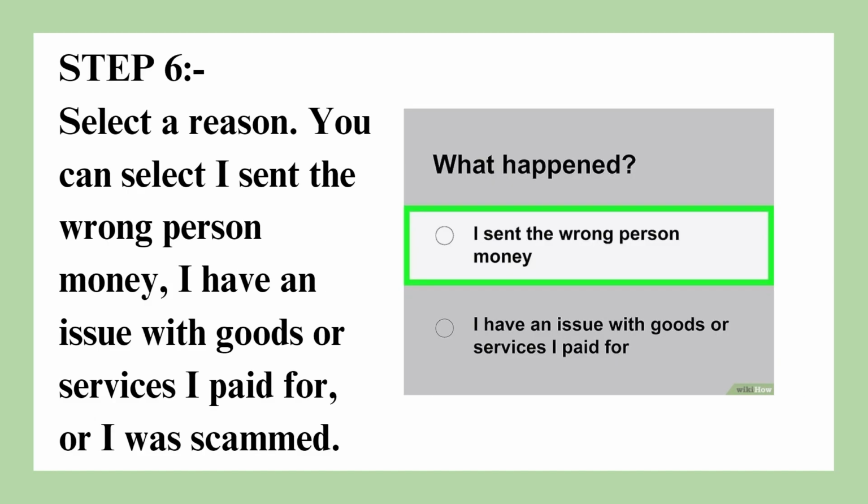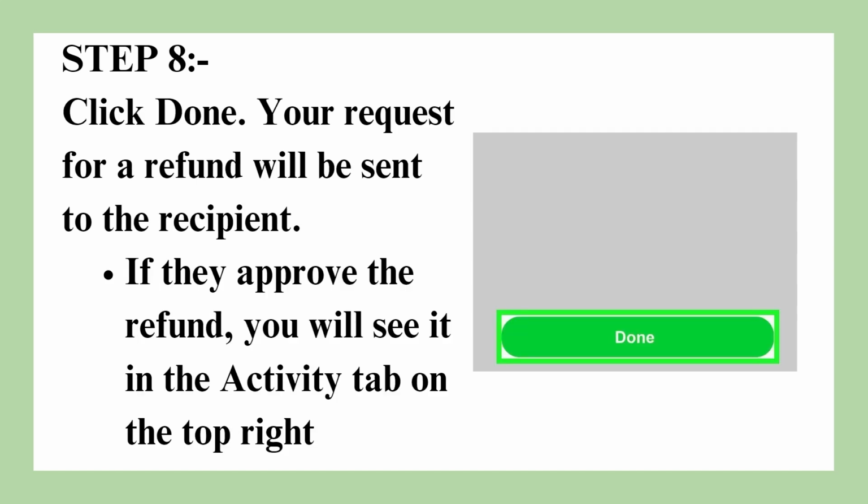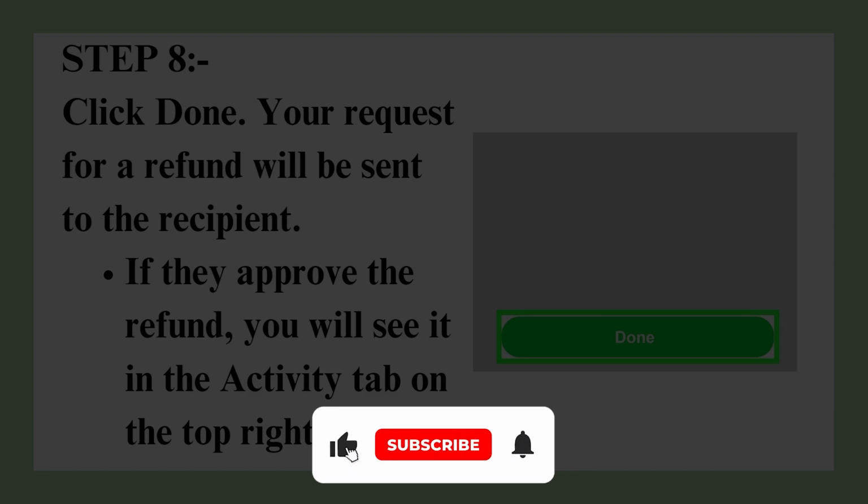You can select I sent the wrong person money, I have an issue with goods or services I paid for, or I was scammed. Then click on Next. Click Done. Your request for a refund will be sent to the recipient. If they approve the refund, you will see it in the Activity tab on the top right.